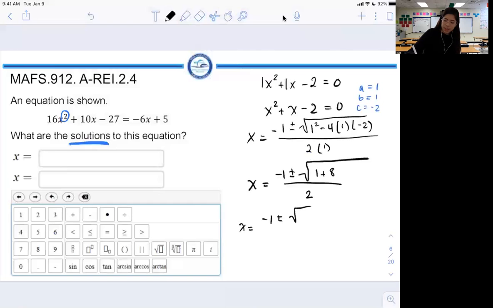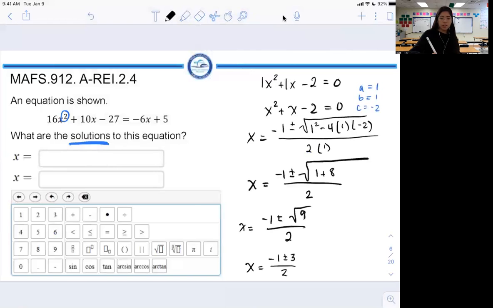Okay, 1 plus 8 is 9. All right, what's the square root of 9? What's the square root of 9? 3.